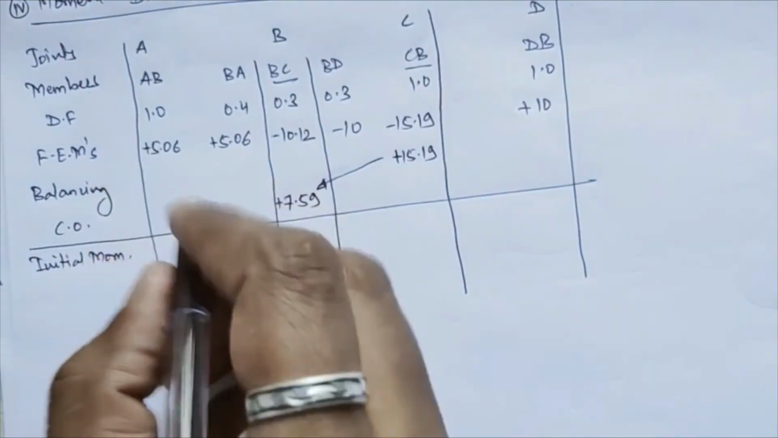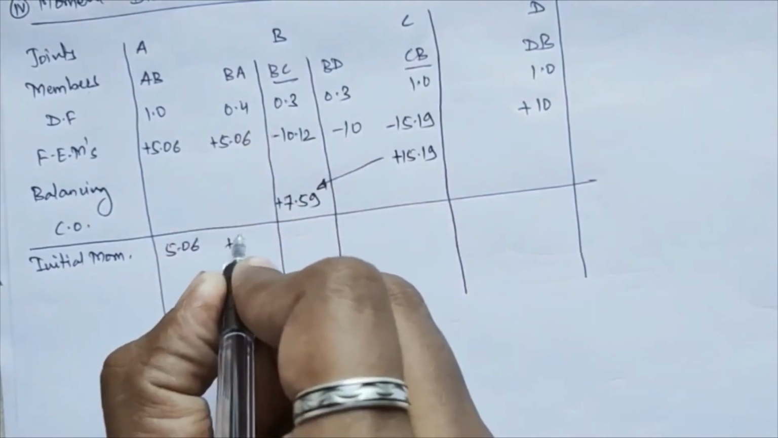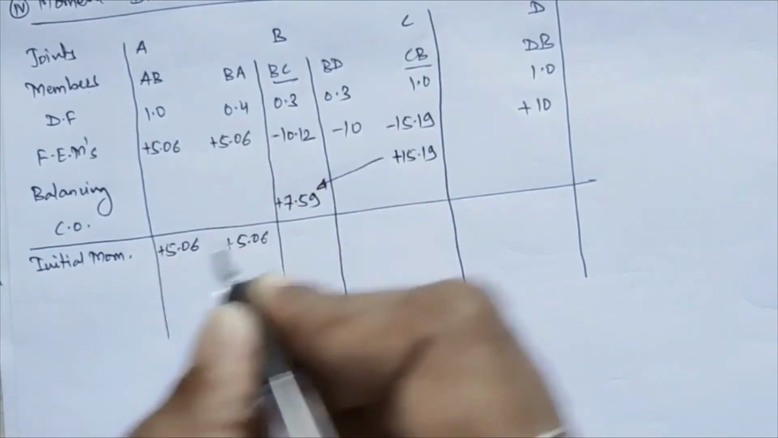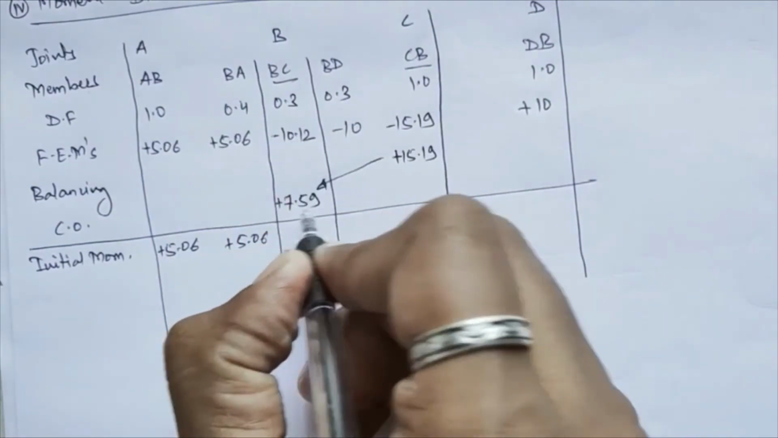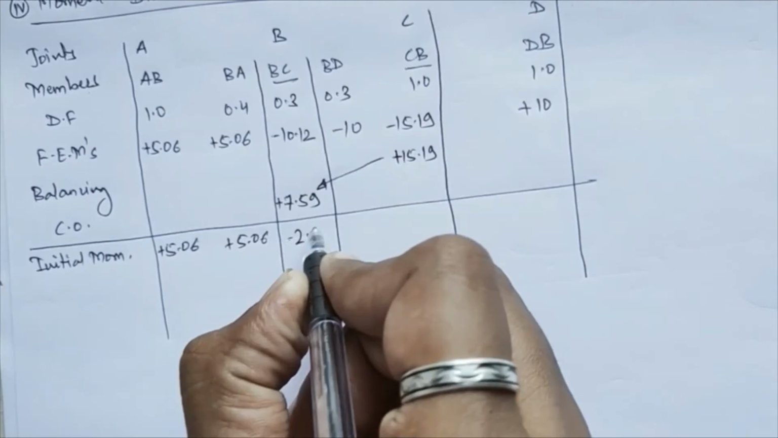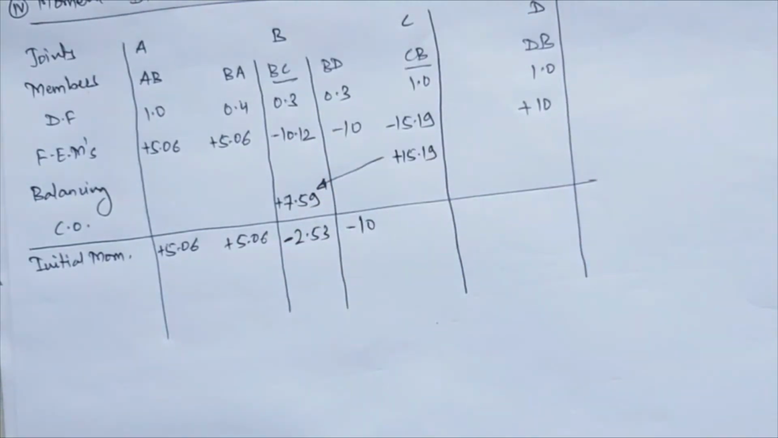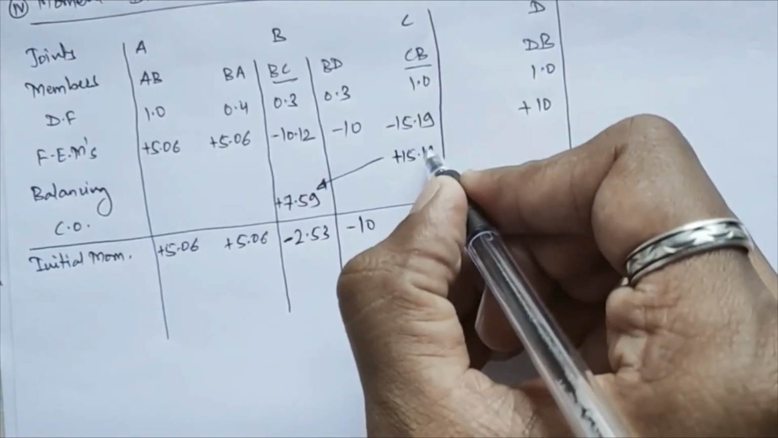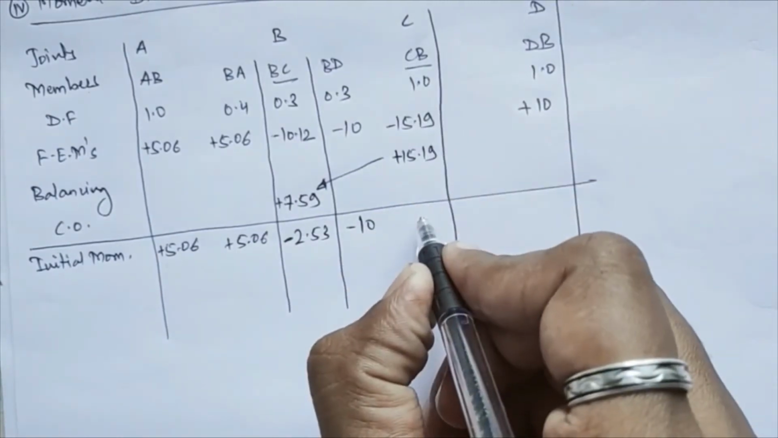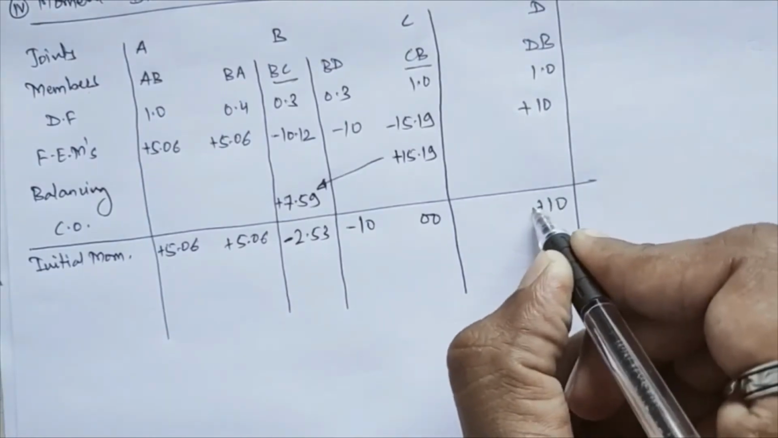Okay, initial moment at AB, that we get plus 5.06, here we get plus again the same 5.06. Next, minus 10.12 plus 7.59, we get this as minus 2.53. This will come again the same, that is minus 10 as it is, plus 15.19 minus 15.19, that becomes equal to 0, and this remains again plus 10 as it is.